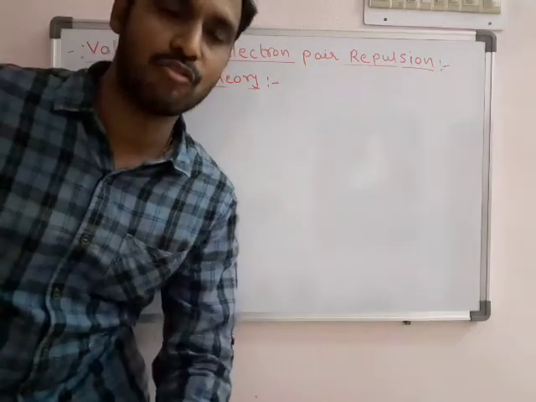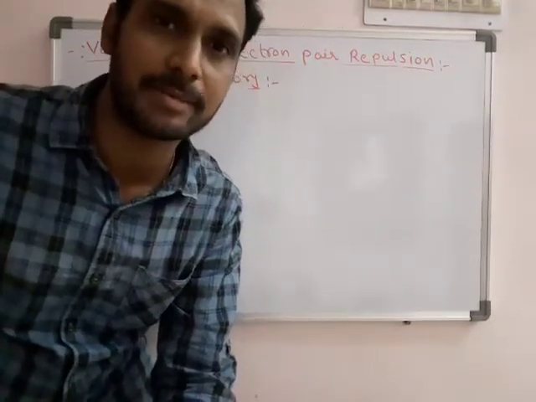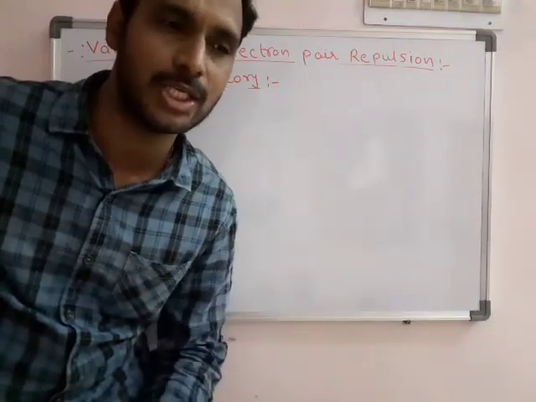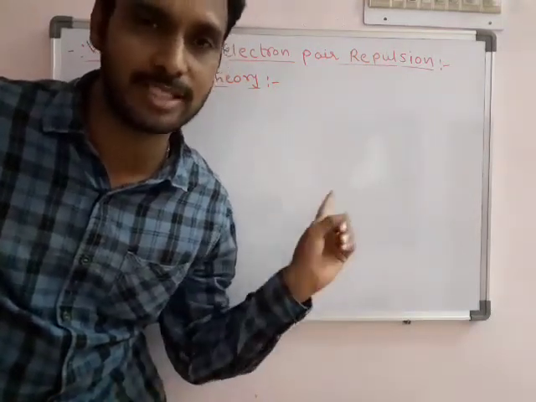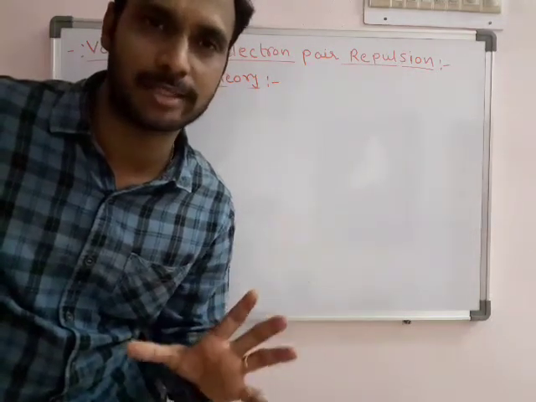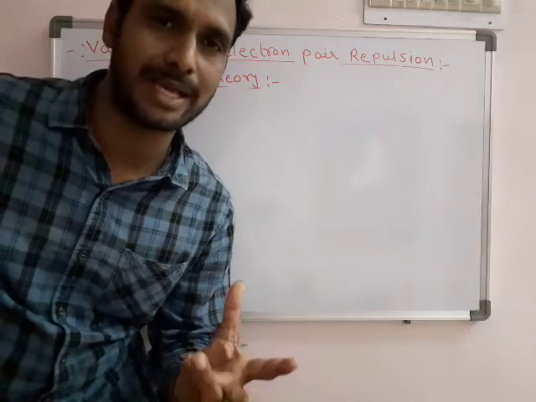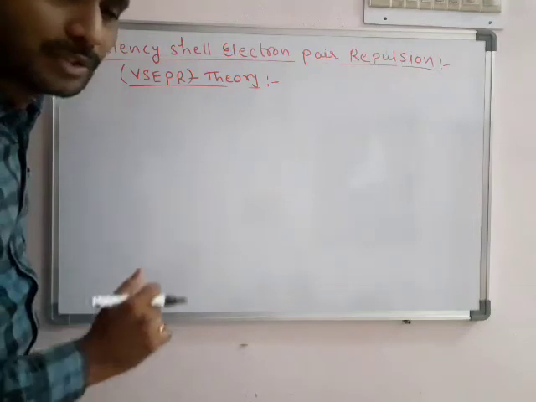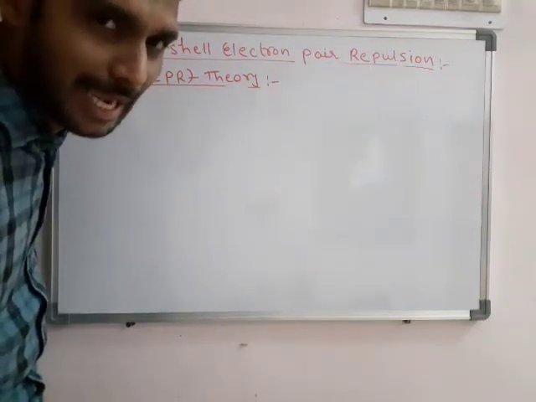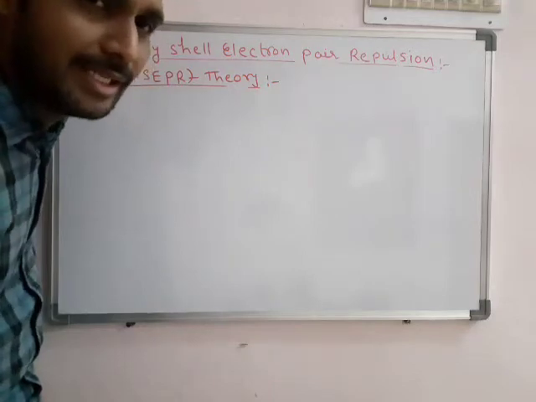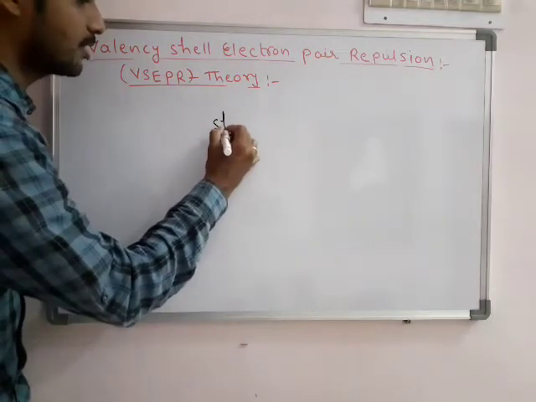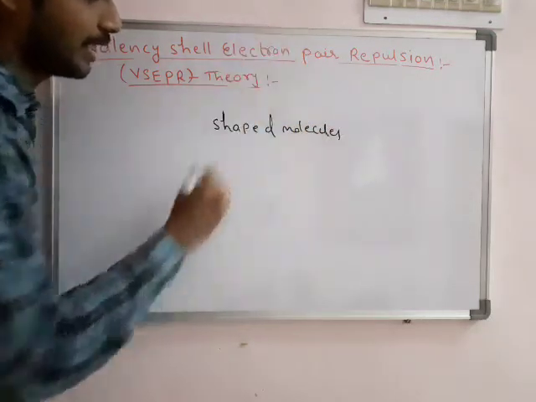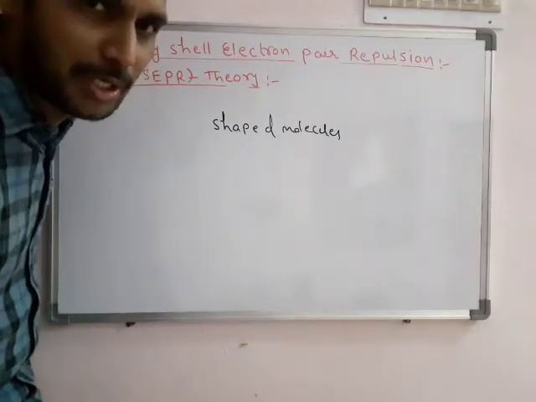Okay, today we discuss the valency shell electron pair repulsion theory. In short form, it is also called VSEPR theory. It was proposed by Gillespie and Nyholm. It mainly tells about the shape of molecules.